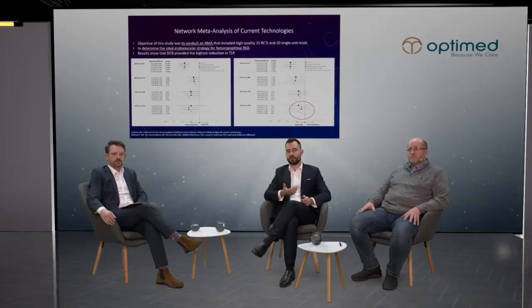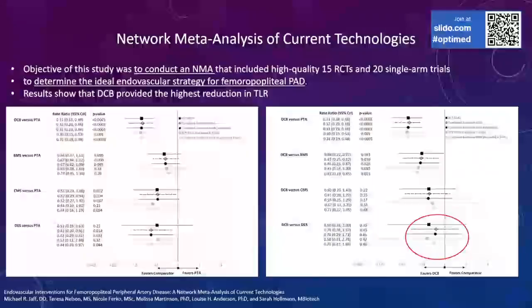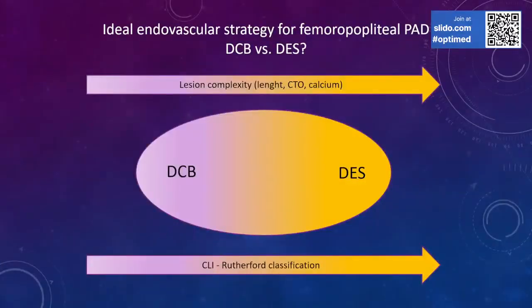So a meta-analysis was conducted to determine the ideal endovascular strategy for femoropopliteal peripheral arterial disease. And as you can see from the results, the drug-eluting technologies are doing really great work, and they're reducing the TLR rate significantly. So what is our strategy for these types of lesions in the femoropopliteal area?